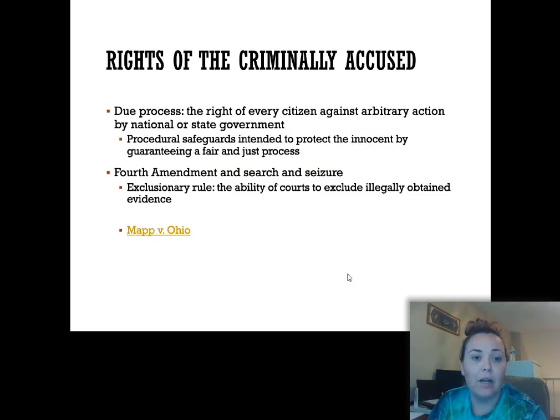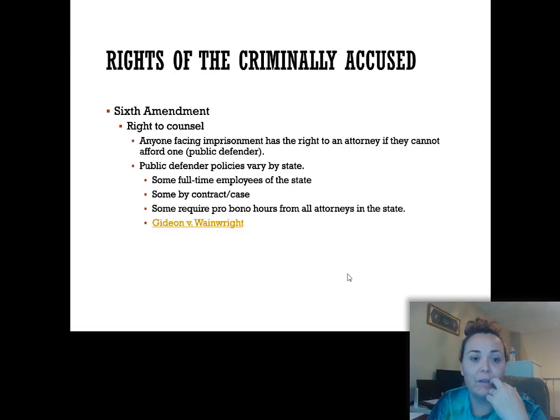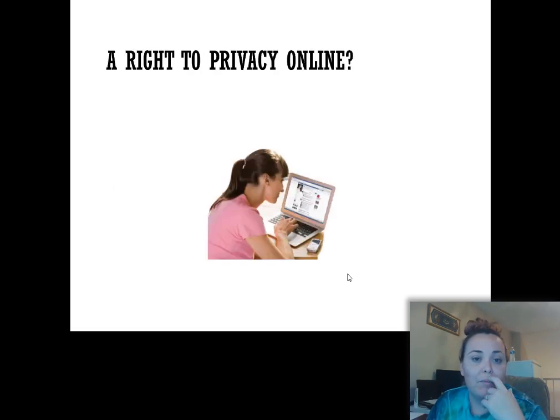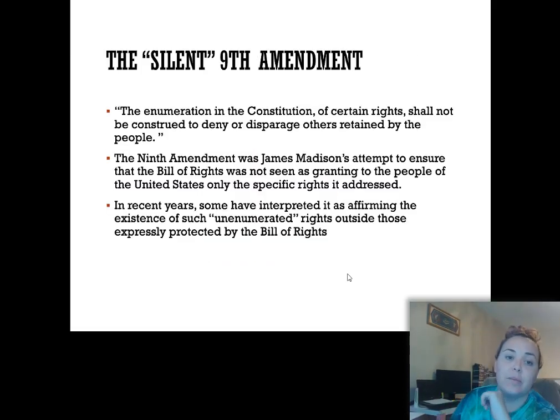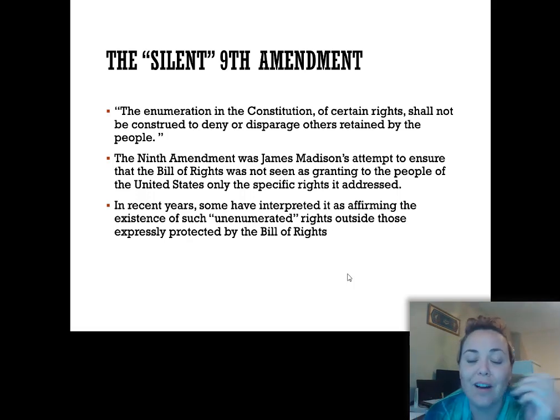I am not going to spend time talking about the Second Amendment, but I will put all of these links here, and rights for the criminally accused. I'm going to skip forward on those, but I do want to talk to you guys about the Ninth Amendment, because nobody ever talks about the Ninth Amendment.